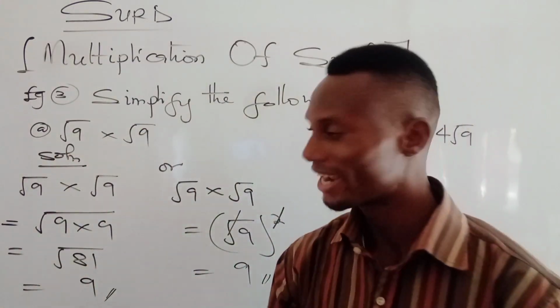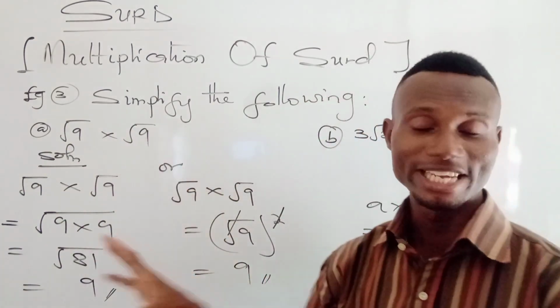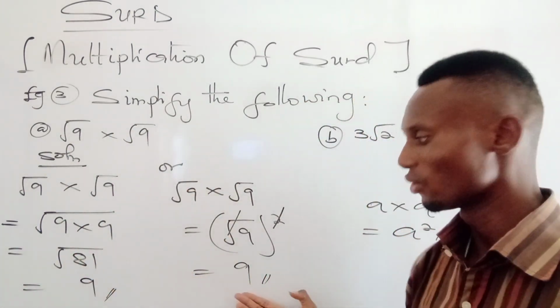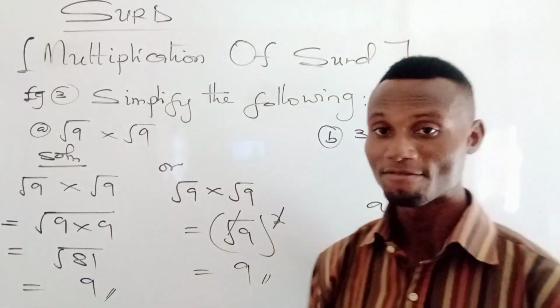So you can see that we are getting the same answer. Whether you go through this way or this approach, you get the same answer. So the answer is 9. I hope the explanation was clear enough and you understood it.